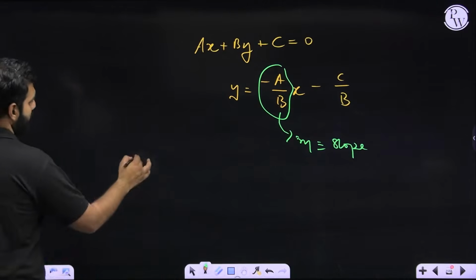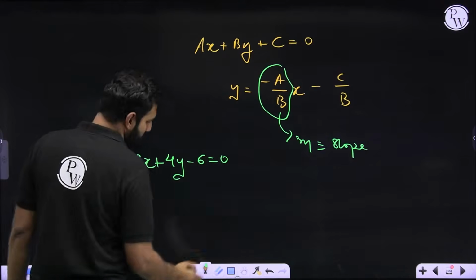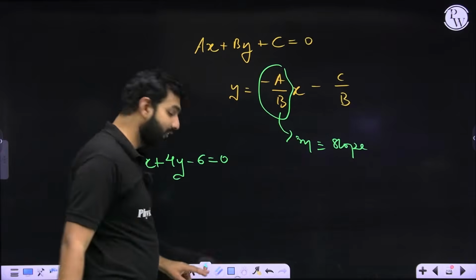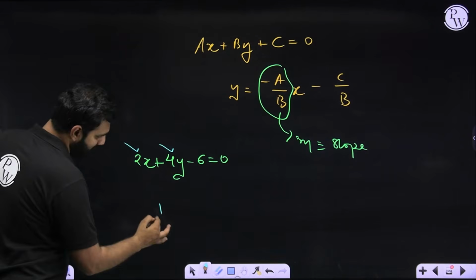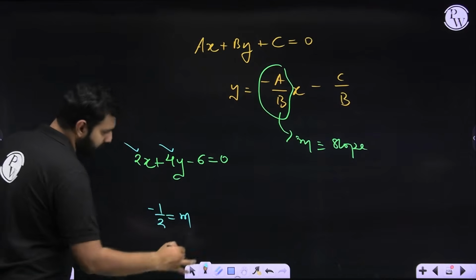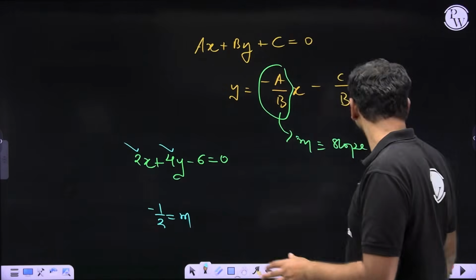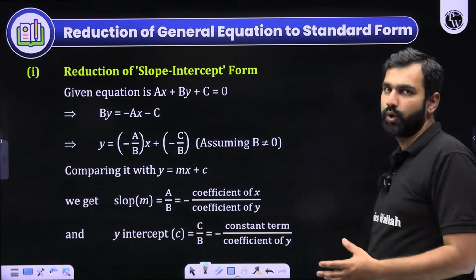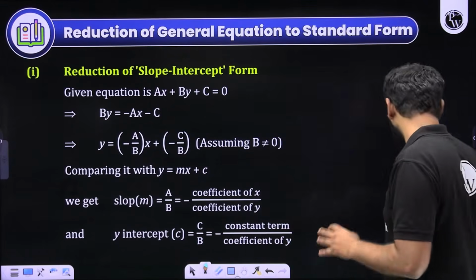For example, if the equation of the straight line is 2x plus 4y minus 6 is equal to 0, can you find its slope without even converting it into slope intercept form? Yes. 2 by 4, that is 1 by 2, take its negative, it is the slope of the line. Did you get that? Please remember this. These are some standard basic results which you should have with you so that you can save a lot of time if you apply such learnings with more efficacy and effectiveness.